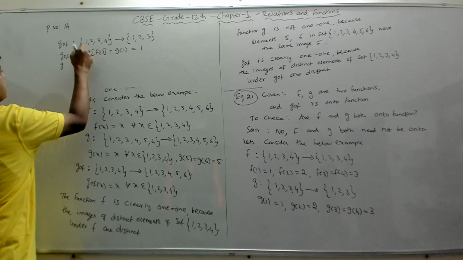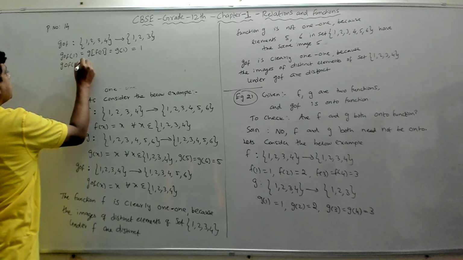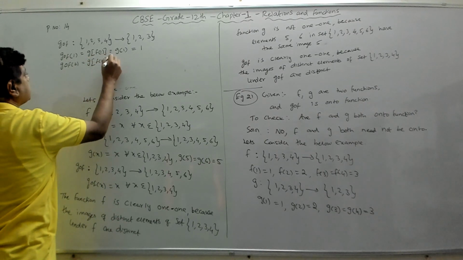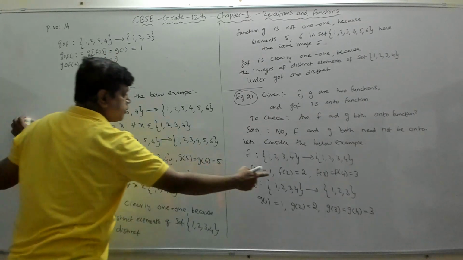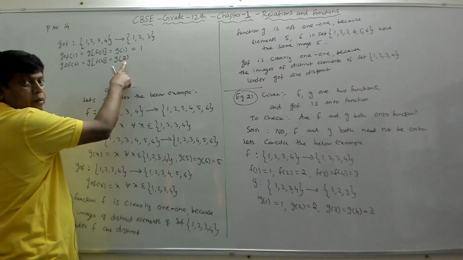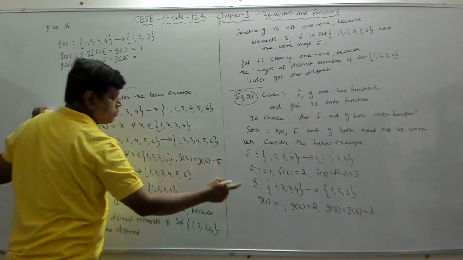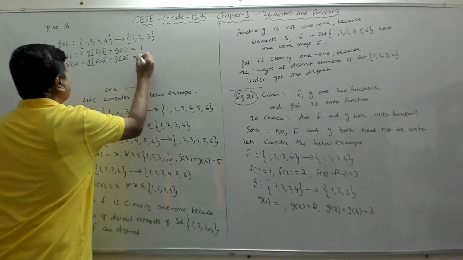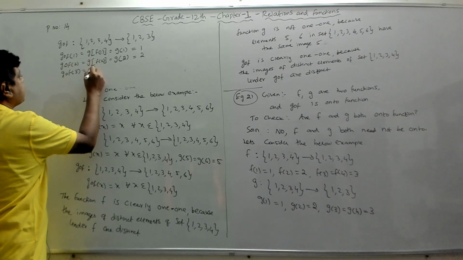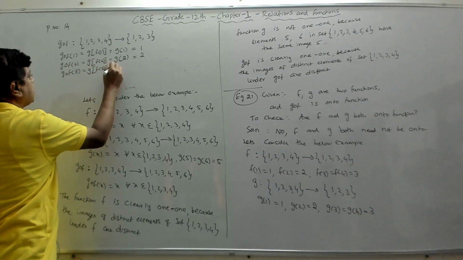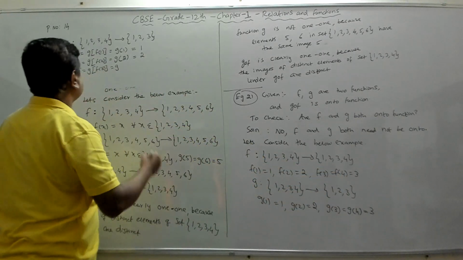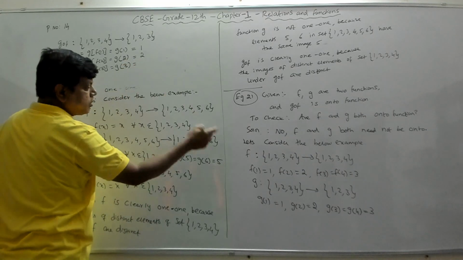Similarly, let's find for this element, g of f of 2. That is equal to g of, what is f of 2? f of 2 is 2. So g of 2. Instead of f of 2, I am putting 2. So g of 2 is what? g of 2 is 2. So that is 2. Now g of f of 3. That is equal to g of, what is f of 3? f of 3 is 3. So g of 3, and g of 3 goes to 3.